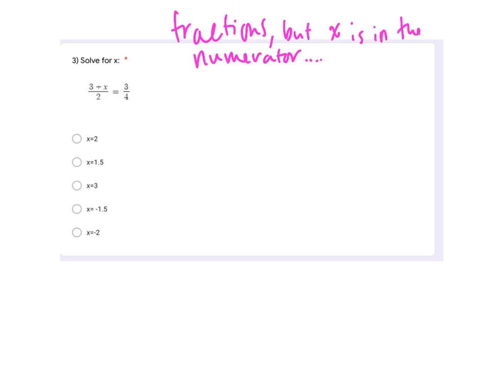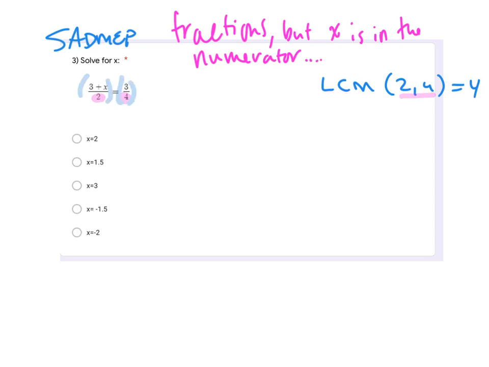Okay. So one thing, we still want SADMAP. That's like forever and always. But I want to think about the least common multiple of 2 and 4, which is 4. So if I multiply both sides by 4, I should be able to clear those fractions. If you changed everything to decimals, you would sort of be in an okay space. So props to you if you did that. All right, let's multiply both sides by 4.